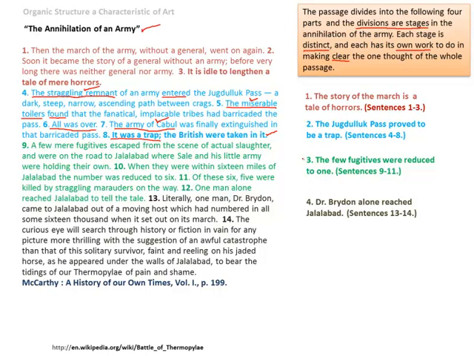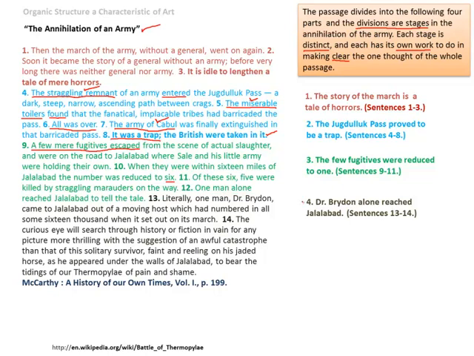The third part talks about the few fugitives being reduced to 1. So he says a few mere fugitives escaped from the scene of actual slaughter and were on the road to Jalalabad, where Sale and his little army were holding their own. Then, when they were within 16 miles of Jalalabad, the number was reduced to 6. Of these 6, 5 were killed by straggling marauders on the way, and then one man alone reached Jalalabad to tell the tale. So here's another stage where they're reduced to 6 and then 1.